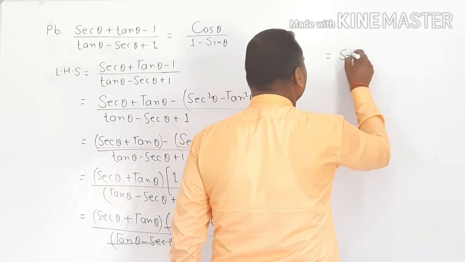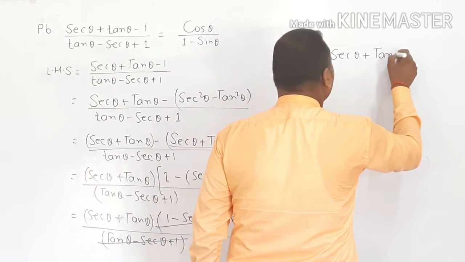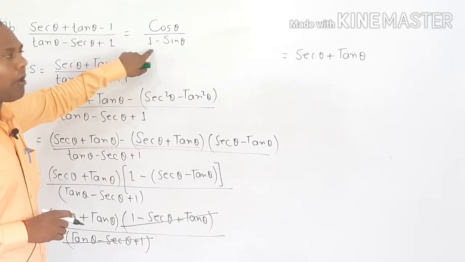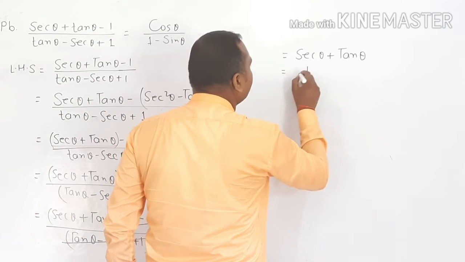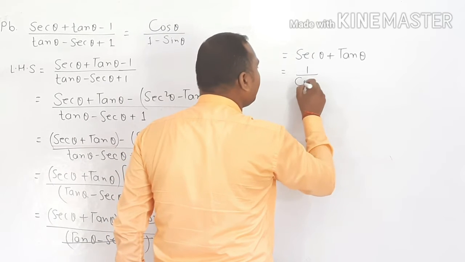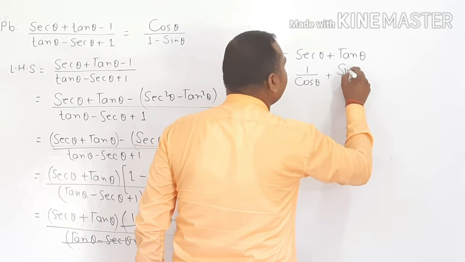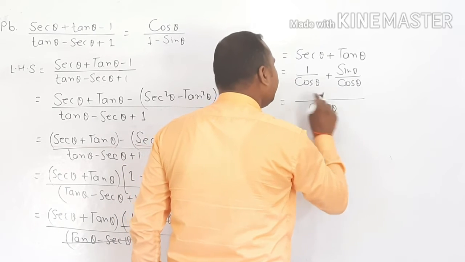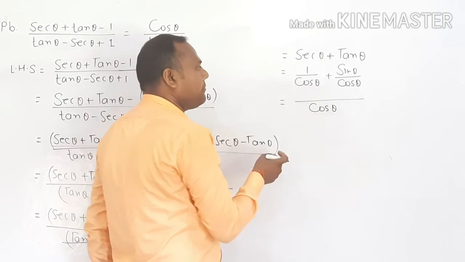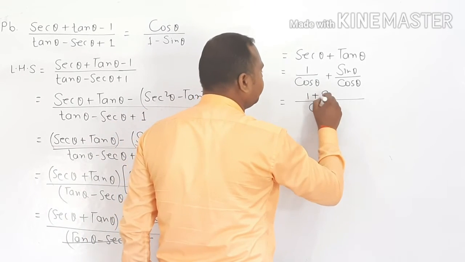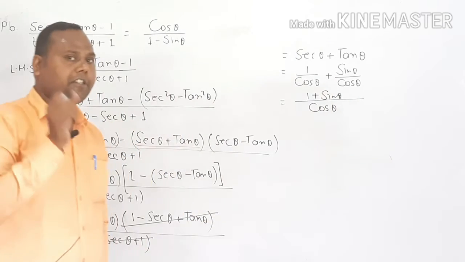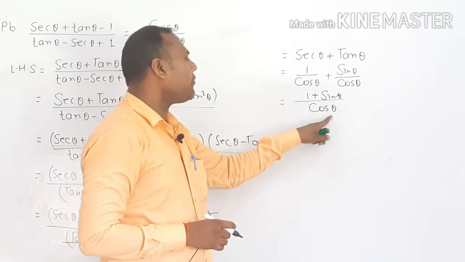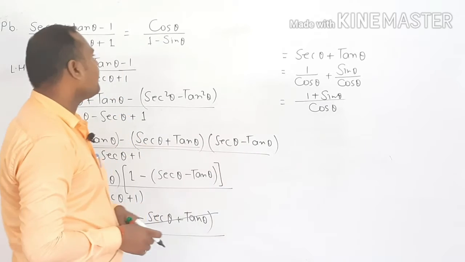sec θ + tan θ, but we have to get the result in this form. So we have to change into sin and cos form. That means 1 upon cos θ plus sin θ upon cos θ. And after taking LCM, since the denominators are the same, we get (1 + sin θ) upon cos θ. In some types of questions, (1 + sin θ) upon (1 + cos θ) appears, which is not required in this situation.